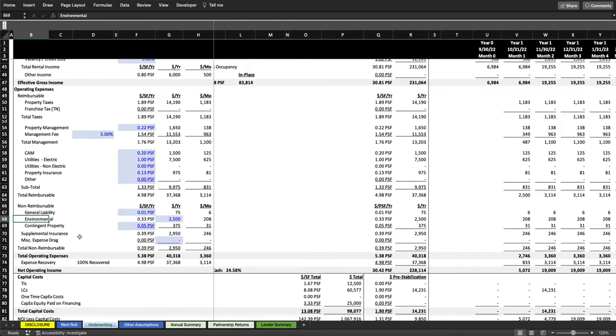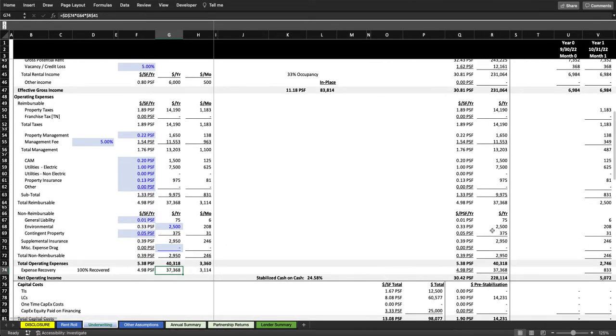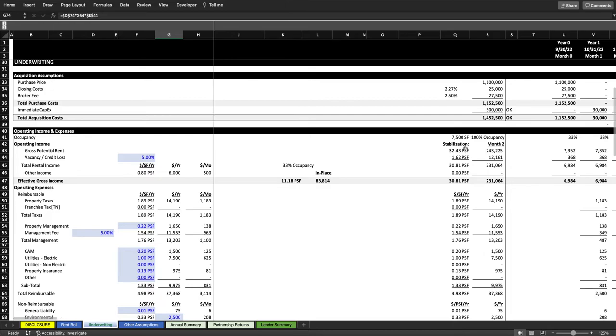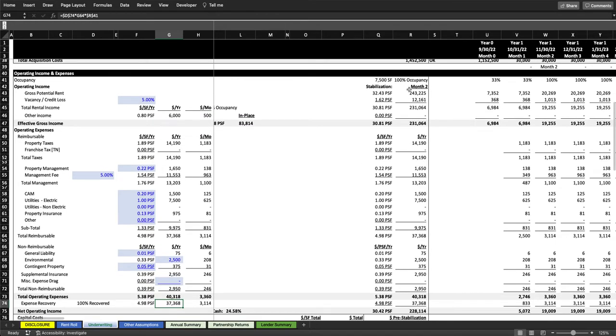Finally, you have some expense drag. So, anything that you think might come up, but it's miscellaneous. And then that gives you your total non-reimbursable expenses, which when you add up the total reimbursable plus total non-reimbursable, you have total operating expenses. And again, you're going to subtract out the expenses that you're recovering to give you your net operating income. And over here, you can see what your net operating income is and what all of your annual costs and revenues are based on the time of stabilization.